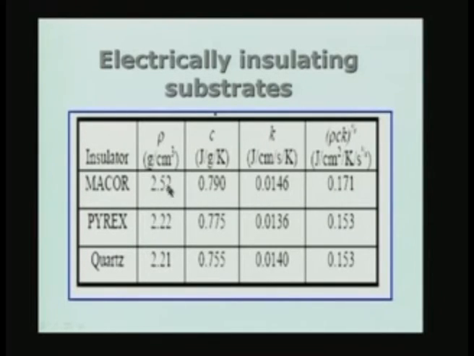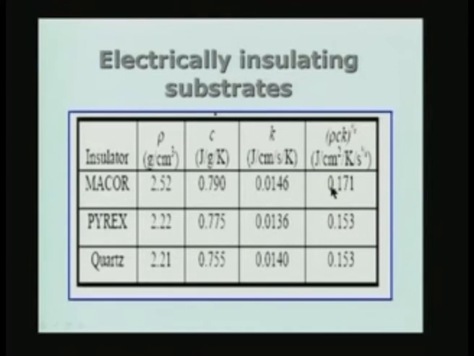These materials are used in making such heat flux sensors, and the density, specific heat, thermal conductivity, and the product rho C K to the power half, the square root of the product of rho C and K, is also given here. The units are grams per centimeter cube, joules per gram Kelvin, joules per centimeter second Kelvin, because I have taken it from the paper which I just referred to, and therefore I have given the values as they are given there. If one wants, you can convert these to SI units.